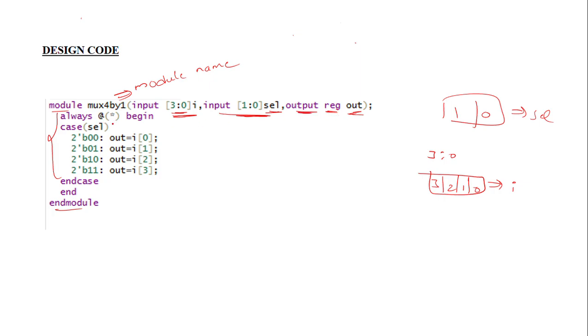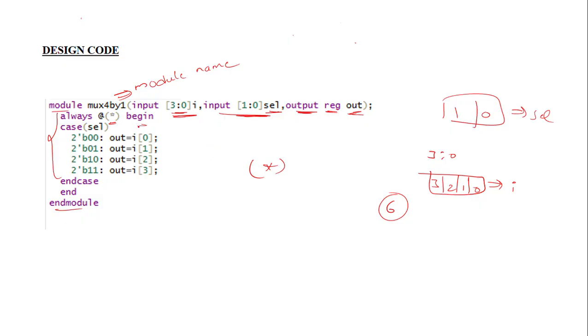At the rate, and it is our sensitivity list. You can represent it with a star in the sensitivity list, meaning whatever the inputs. If any change happens in any one of the 4 inputs and the 2 select lines, total 6, even a change in just one of the inputs, this block will execute. If there is no change, then this block is not going to execute.